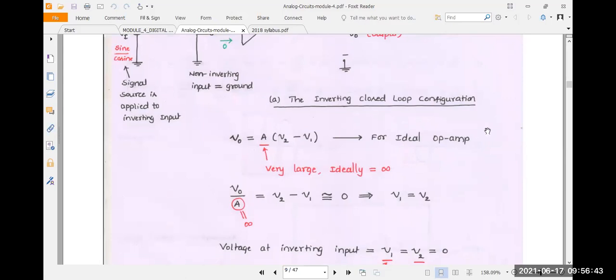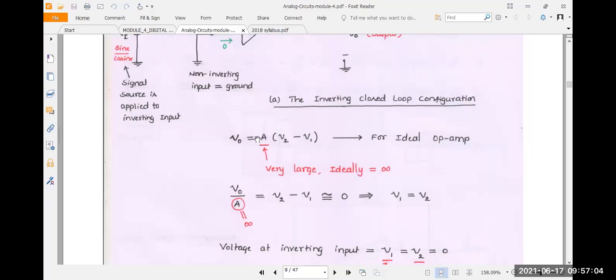Practical means you have to give some values. Voltage means you take 5 volts, resistance means 1 kilo ohm, R2 means you take 10 kilo ohm, like that you have to consider. That is the practical op-amp. That is the difference between the ideal and practical op-amp. Ideal means you neglect the values, all values are 0.